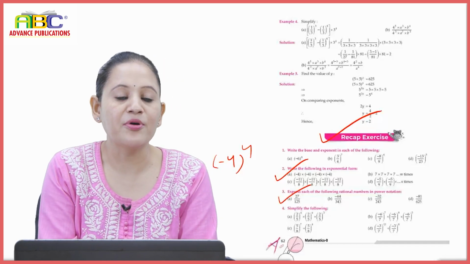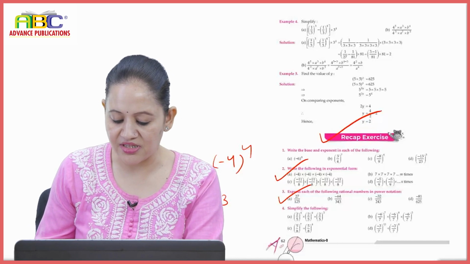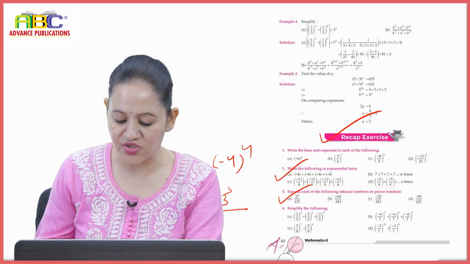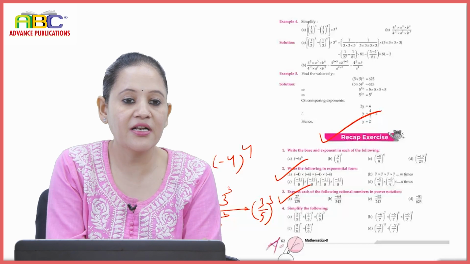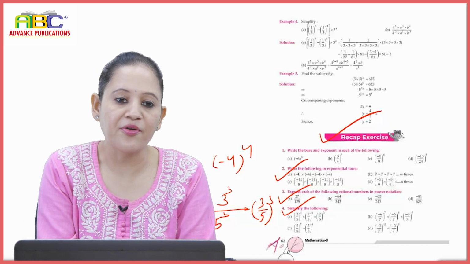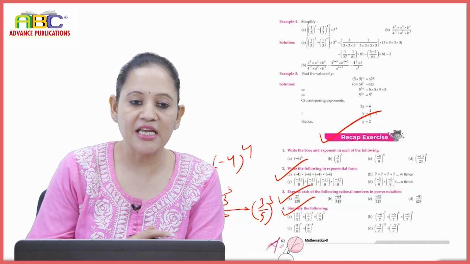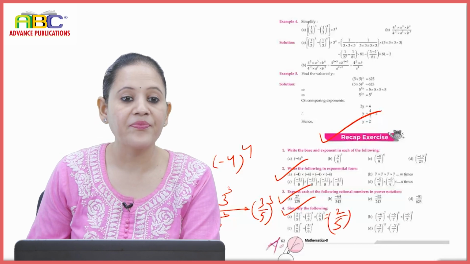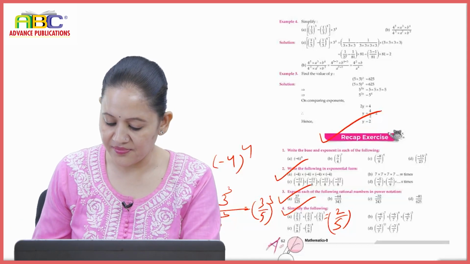Next, express the following rational number in power notation. So 27 upon 125. 27 we can write as 3 to the power 3, and 125 can be written as 5 to the power 3. So we can write it as 3 upon 5 whole to the power 3. Clear? Next, simplify the following. 2 upon 5 to the power 4 multiplied by 2 upon 5 to the power 6 multiplied by 2 upon 5 to the power 3. The base is the same, so we'll add the powers. 2 upon 5 to the power 4 plus 6 plus 3, so that is equal to 13.